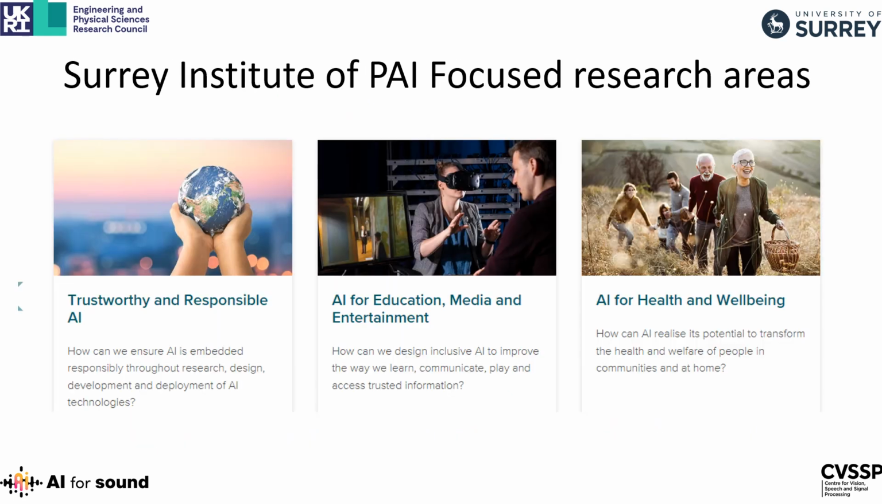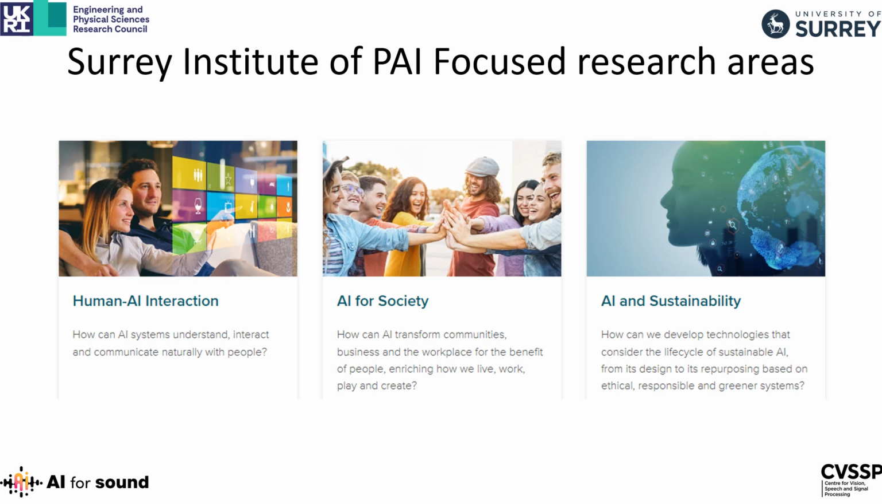And within the Surrey Institute for People-Centred AI, the focus areas are trustworthy and responsible AI, AI for education, media and entertainment, AI for health and well-being, and then human-AI interaction, AI for society in general, and also looking at AI from the perspective of sustainability, to use AI for sustainable applications, and also looking at the other side of AI, which targets the impact, limitations and responsible trustworthiness of AI in general.